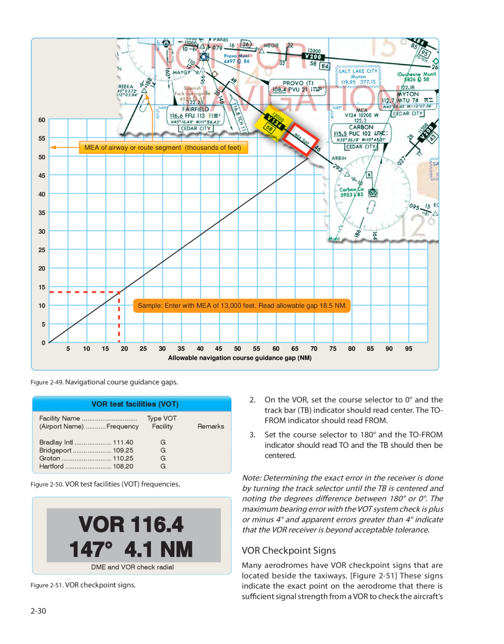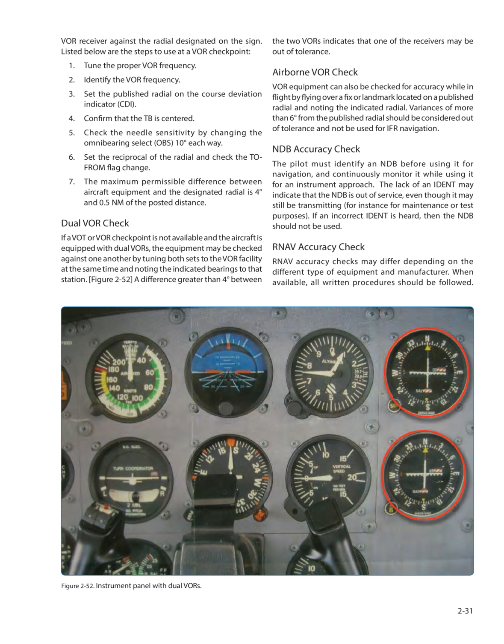VOR checkpoint signs. Many aerodromes have VOR checkpoint signs that are located beside the taxiways, Figure 251. These signs indicate the exact point on the aerodrome where there is sufficient signal strength from a VOR to check the aircraft's VOR receiver against the radial designated on the sign. Listed below are the steps to use at a VOR checkpoint. 1. Tune the proper VOR frequency. 2. Identify the VOR frequency. 3. Set the CDI. 4. Confirm that the TB is centered. The two VORs indicates that one of the receivers may be out of tolerance.